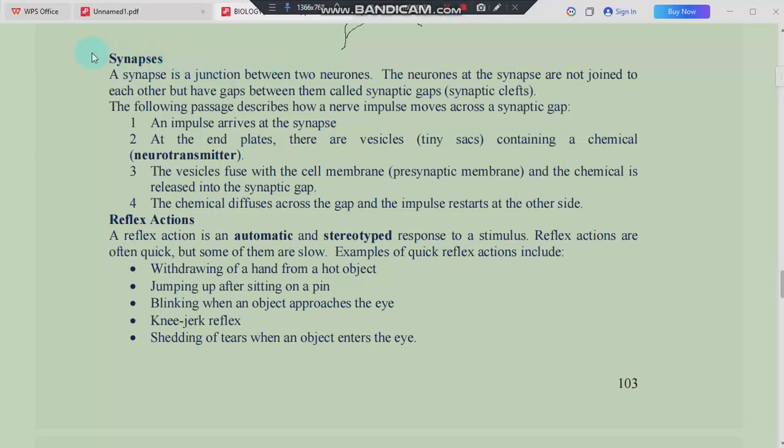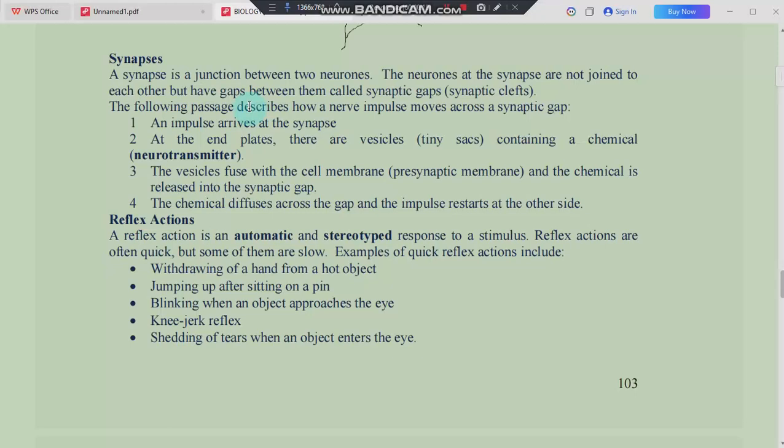Alright, since in our previous video we said there is a gap between the two neurons, how then is the electrical impulse going to pass through that gap? That gap between the two neurons, or that junction, we said is called a synapse.